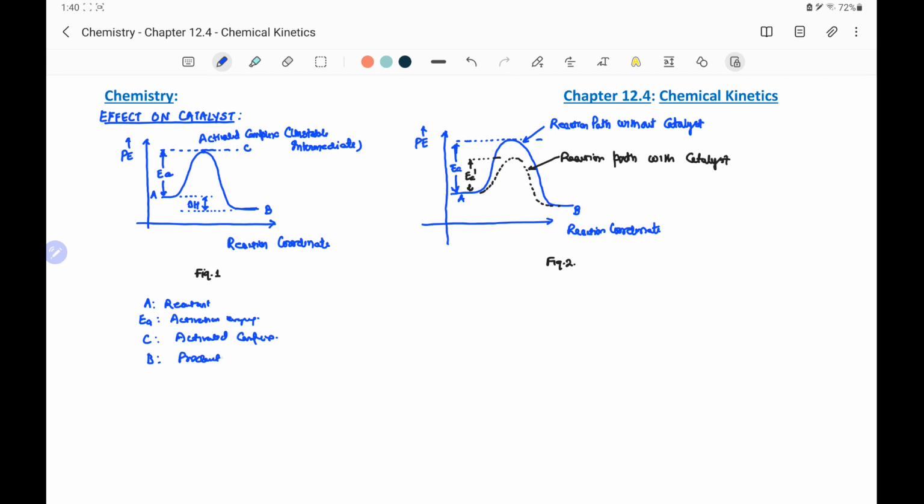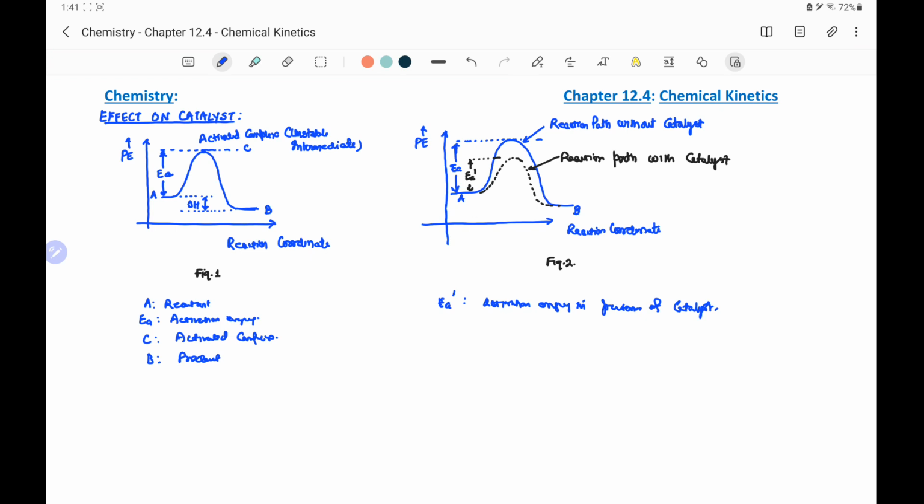In figure B, we have drawn two graphs. Blue color shows the reaction path without the catalyst, and black color shows the reaction path with the catalyst. So it is providing an alternate path for the reaction, and the required energy for forming the intermediate complex is EA dash in presence of the catalyst. So it is the activation energy in presence of catalyst.